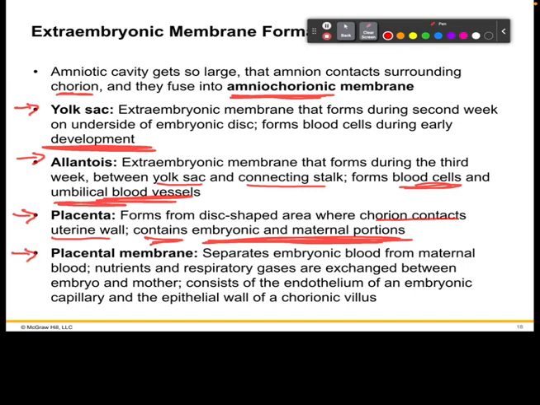Lastly, we have the placental membrane, and this is going to separate the embryonic blood from the maternal blood. So nutrients and respiratory gases can be exchanged. However, there's going to be a layer between the two. So the child's able to get the gases and the nutrients as well as remove its waste products through their bloodstream to the mother's bloodstream. However, this placental membrane is going to separate the two to make sure that the mother and child's blood do not necessarily mix.